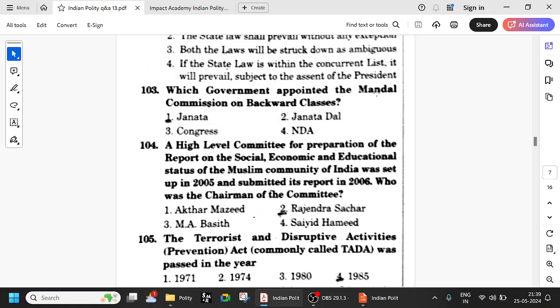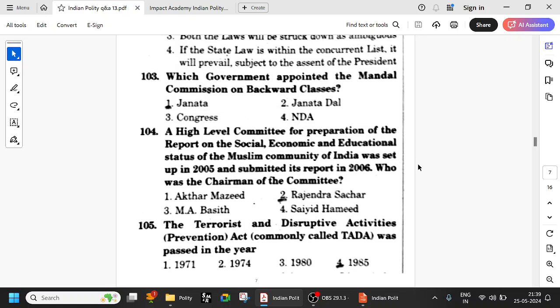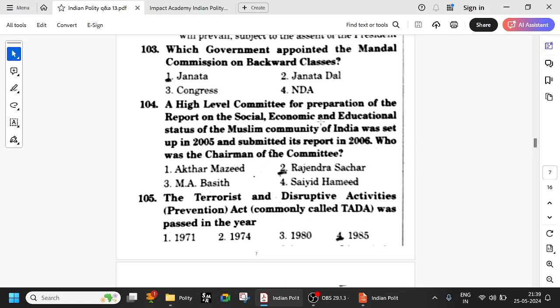So, which government appointed the Mandal Commission on Backward Classes? Janata government. Okay. Next, a high-level committee for preparation of the report on the social, economic, and the educational status of Muslim community. So immediately when you say Muslim, first thing it should come to is Sachar committee. Okay, you should not read the question also literally. First thing, minorities, I mean the Muslim community means Sachar committee. Okay, it should be in your mind.